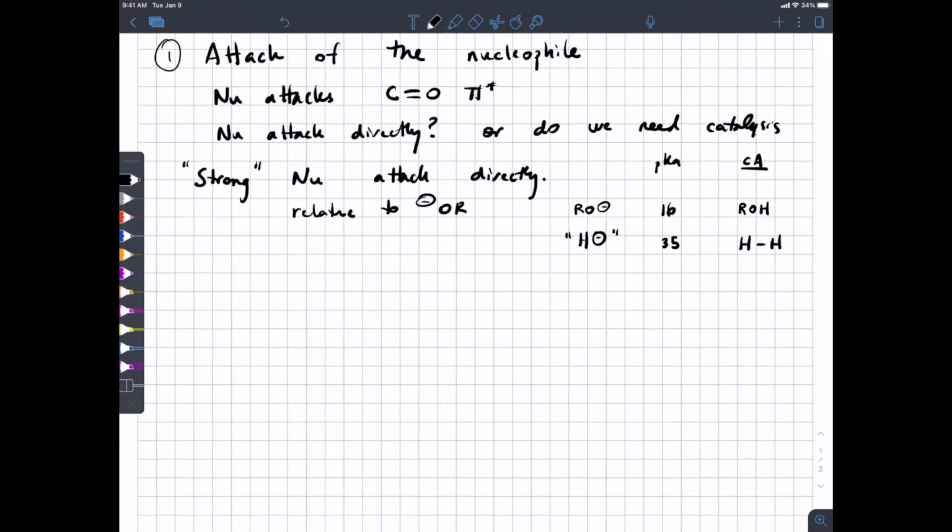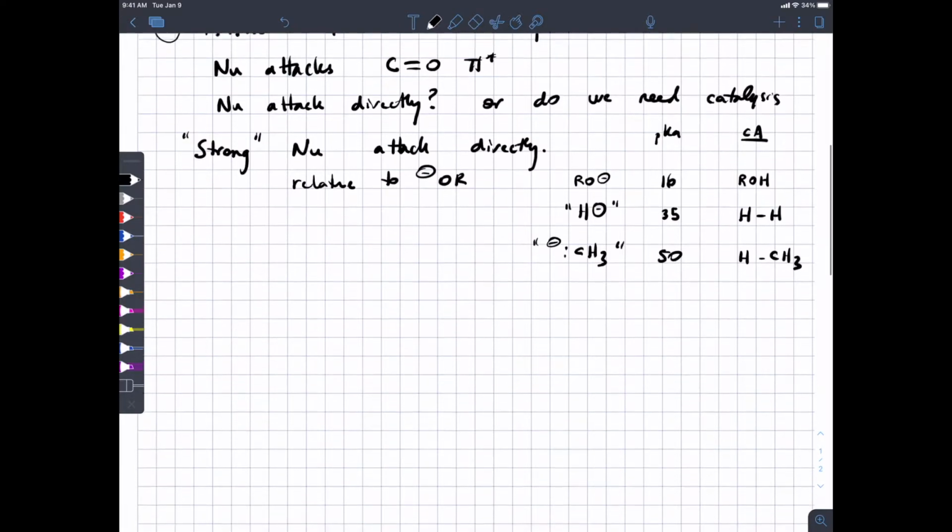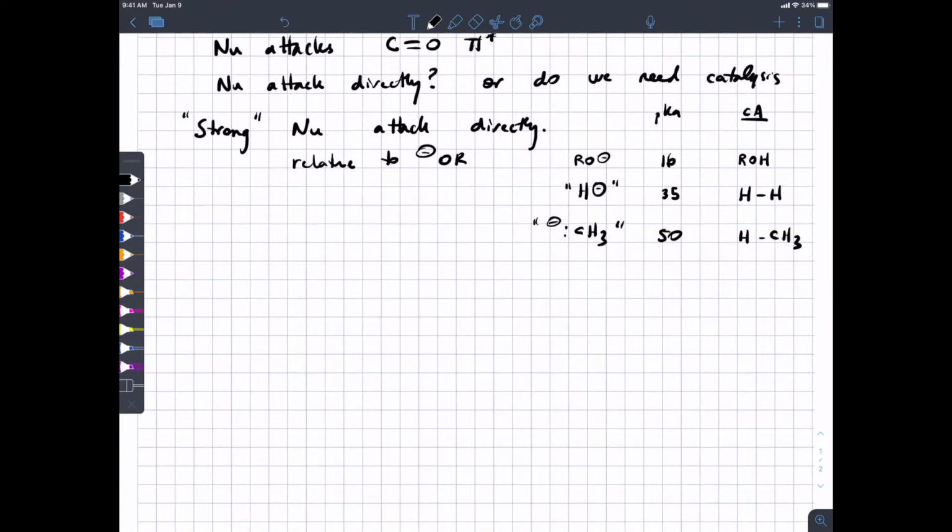Another example of something that can attack directly would be some kind of negatively charged carbon. Again, that's going to be packaged in a different form, which we'll talk about a little later, but the pKa of its conjugate acid methane is like 50. So these kinds of things will attack directly, no need for catalysis. So let's show you an example of that.